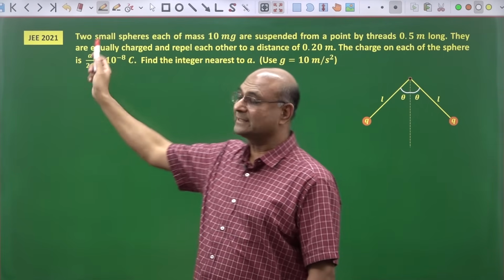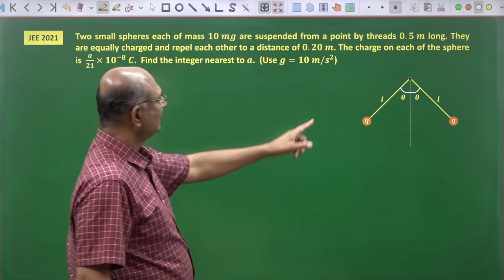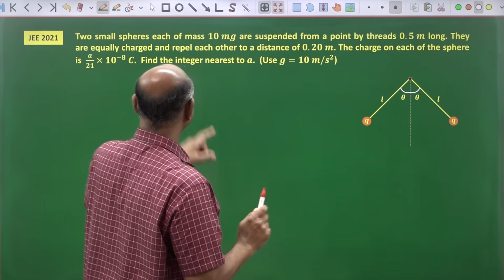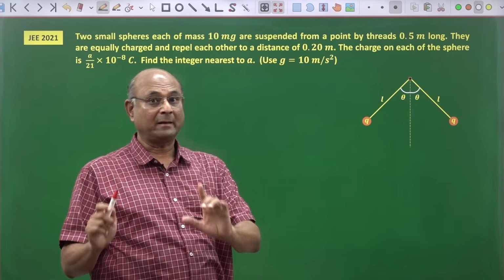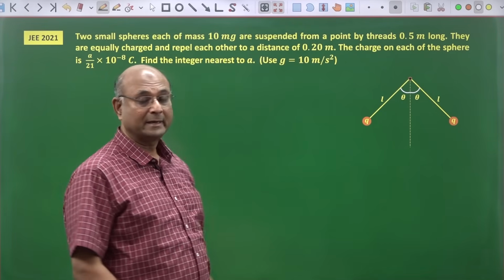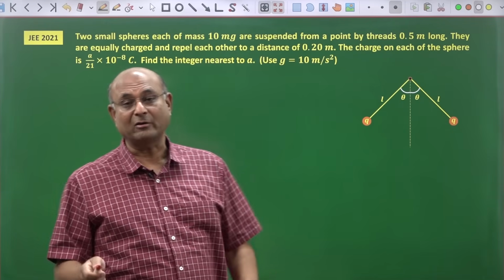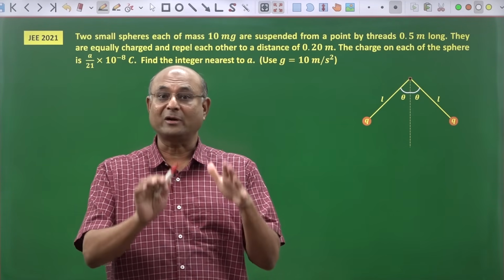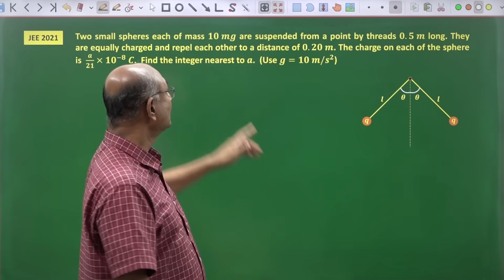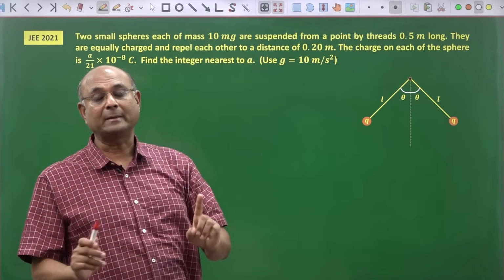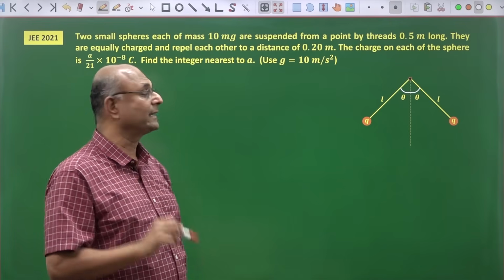Let us now look at this question that appeared in the JEE in 2021. Two small spheres, these ones, both of these have mass 10 milligram, not gram, not kilogram. SI unit is kilogram. Remember, these have mass 10 milligram. So milligram to gram conversion, you have to multiply by 10 power minus 3, but gram is not SI unit. Kilogram is SI unit. So gram to kilogram, another 10 power minus 3. So milligram to kilogram, you have to multiply by 10 power minus 6. Please keep that in mind. A lot of people make this mistake.